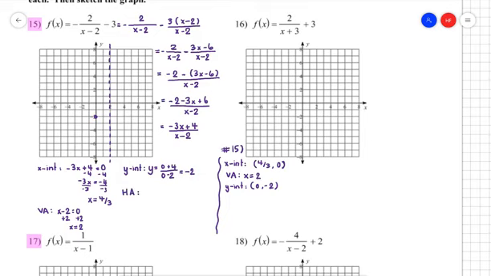Horizontal asymptote, Bobo-Botten eats DC. It is the same. So when the exponents are the same, we divide their coefficients. We have negative 3 over 1, which is negative 3. And then we sketch out that graph.